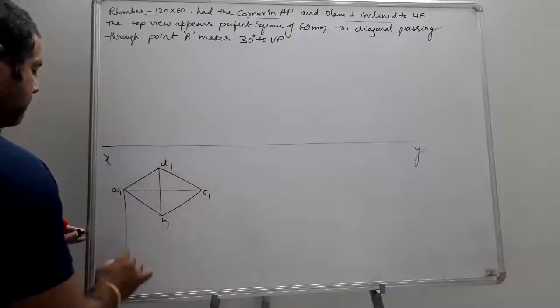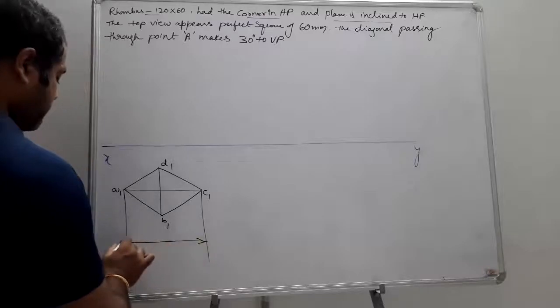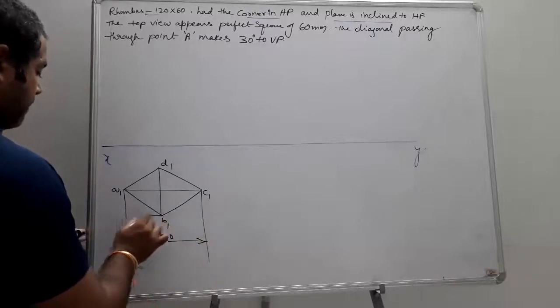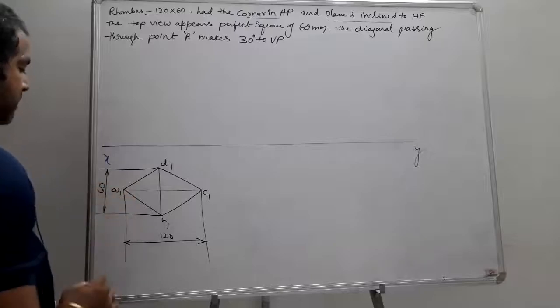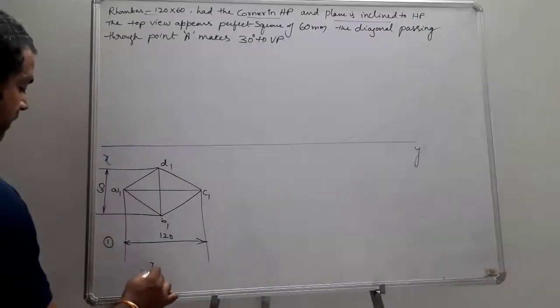A1, B1, C1, D1. Let us see the given measurements. Given measurements of this is 120, which is 60. So this was step 1 and stage 1.